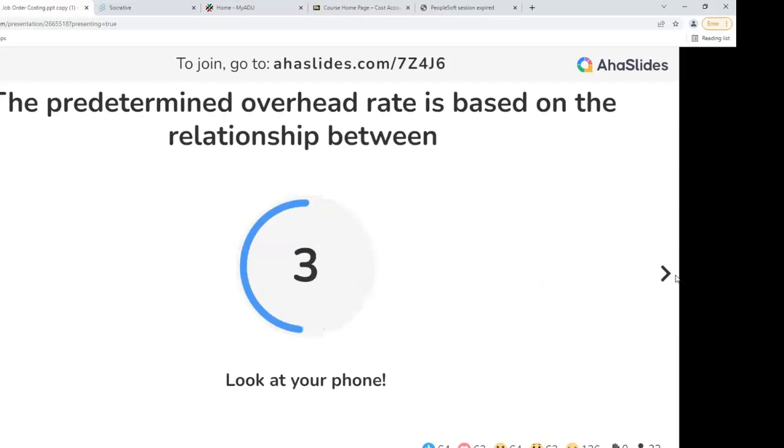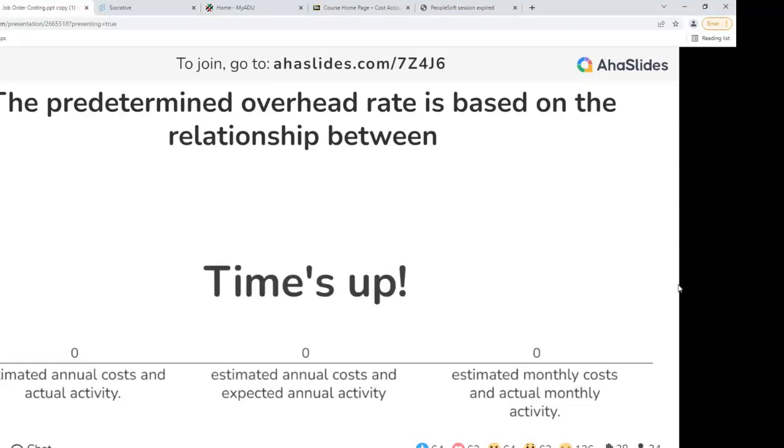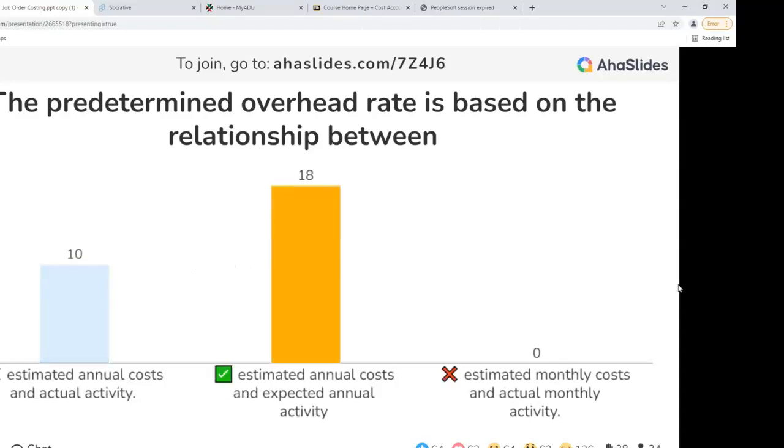Predetermined overhead is based on the relationship between estimated annual cost and actual activity, estimated annual cost and expected annual activity, estimated monthly cost and accrued liability. No, not the first one. Not actual. I assign it based on actual activity, but I don't use that in the predetermined overhead rate.